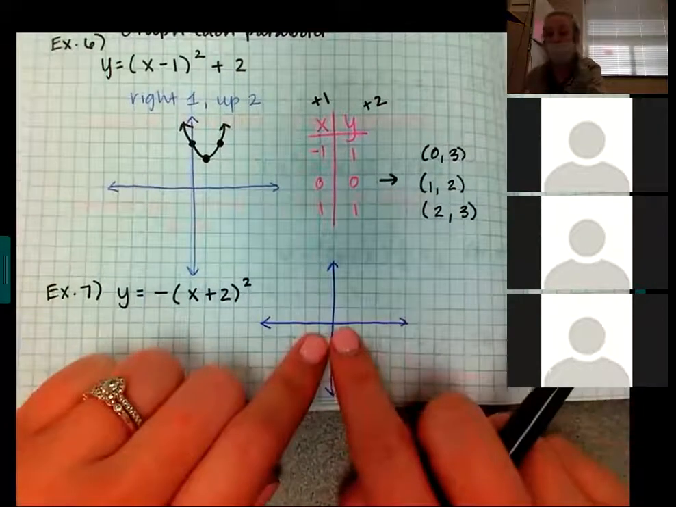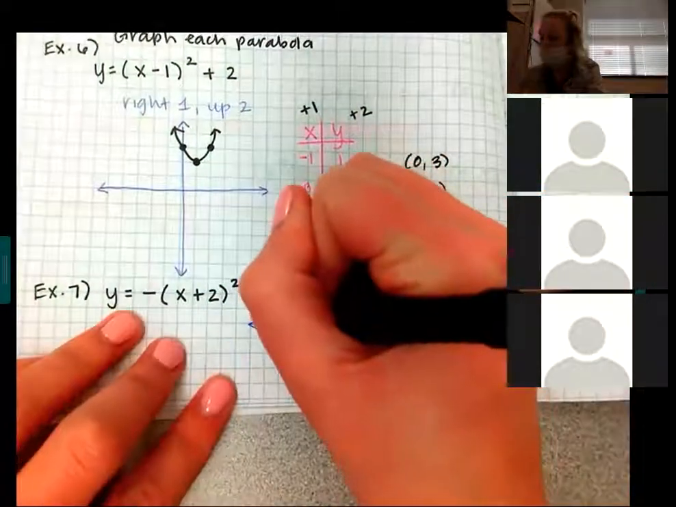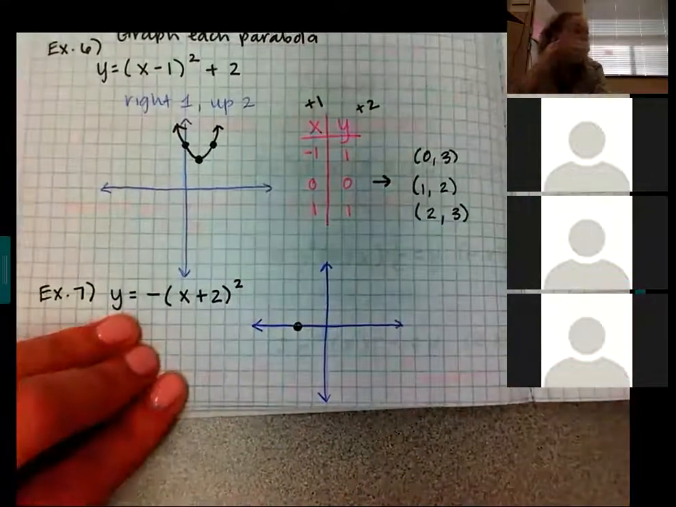Instead of being at the origin, we're going to move it left 2. That's my vertex right there, because it doesn't go up or down any.